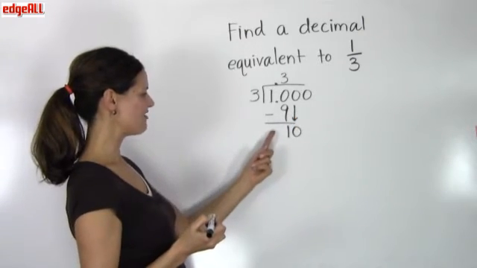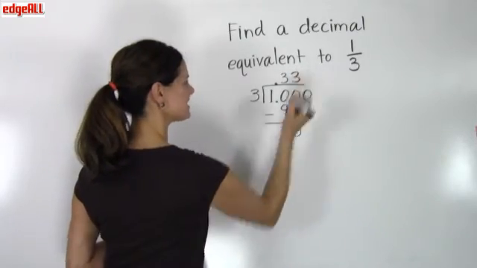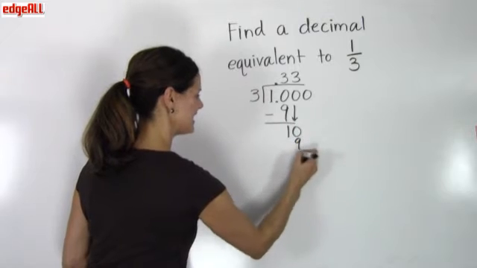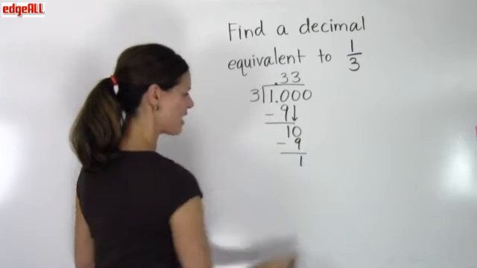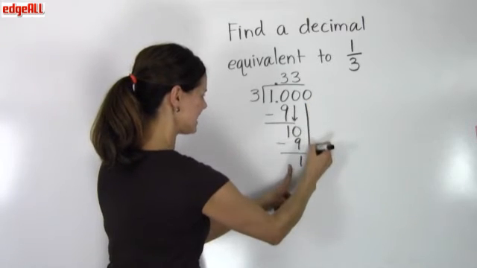And I again have 10 divided by 3. 10 divided by 3 equals 3, so I put my answer here. 3 times 3 equals 9. 10 minus 9 is 1. Oh, I have another remainder of 1, so I'm going to bring down another 0.